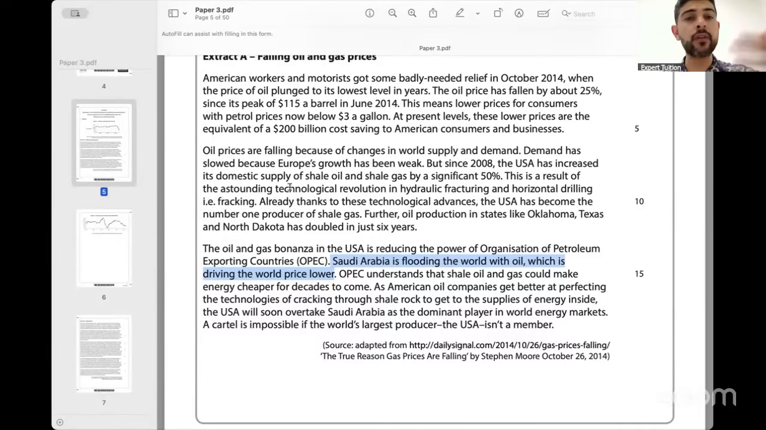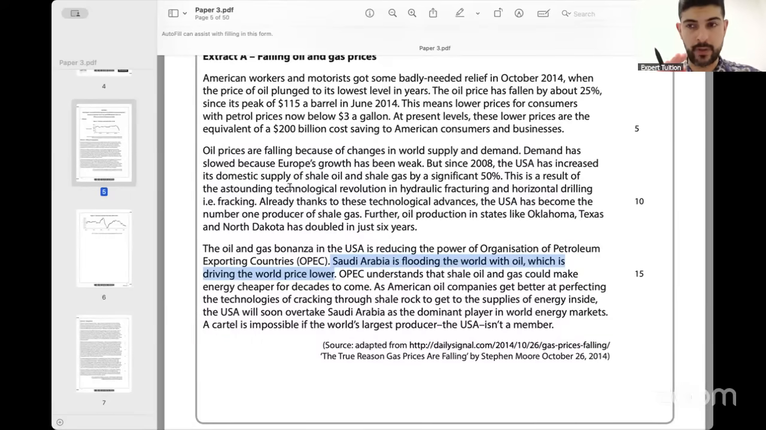The topic sentence would be, another reason why oil prices may be falling is due to an increase in supply. According to extract A, boom. Saudi Arabia is flooding the world with oil, which is driving the world price lower. That's your application mark. And now you just explain it. You go, Saudi Arabia are one of the world's biggest exporters of oil. And thus, when they increase their supply of oil, the supply of oil on the global market shifts outwards from S1 to S2.